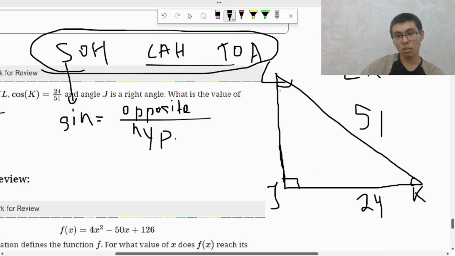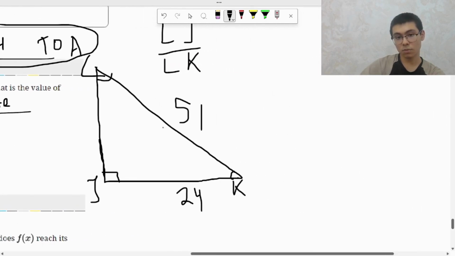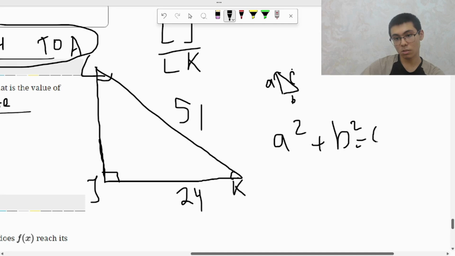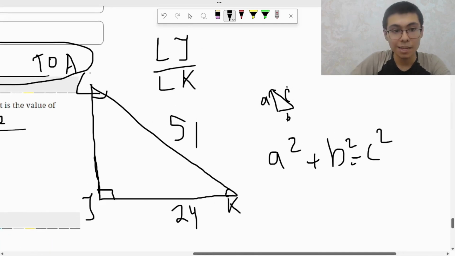So you also have to know the other thing as well. If you have this sort of triangle and you have the sides, like this one is A, this one is B, and this one is C, there's a formula that you can use: A squared plus B squared equals C squared. So in this case, I'm going to use it to find LJ.